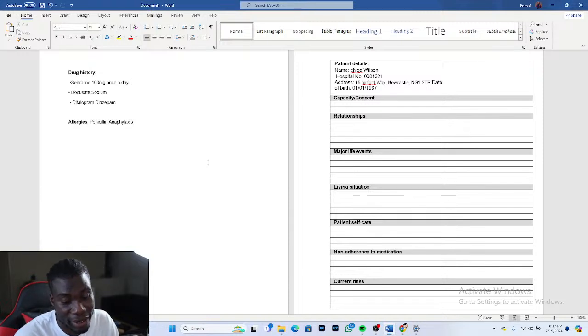Then the next is to sit down. At this point, mostly they make provisions for chairs. So you pick your chair and then you are now going to sit down comfortably. When you are sitting down, you observe the SOLER position. So you sit upright, you sit towards the middle of the chair, so that you are not so close to the edge of the chair, and then you are not also so relaxed on the chair. So you sit with an upright position, you do not cross your legs, and then you make sure that you maintain eye contact with the patient without unnecessarily staring.